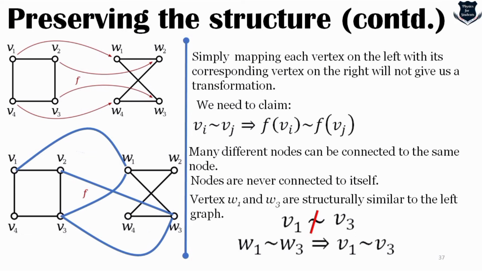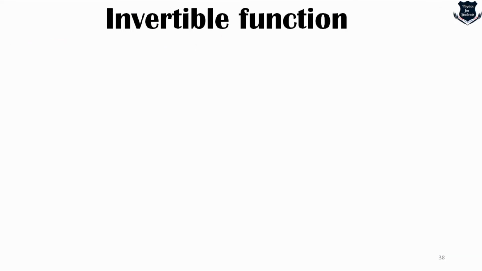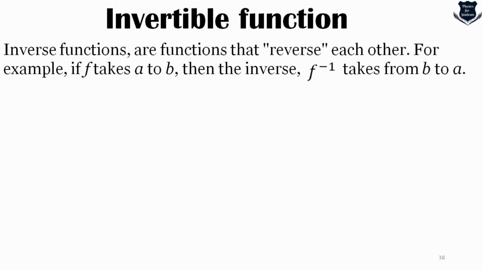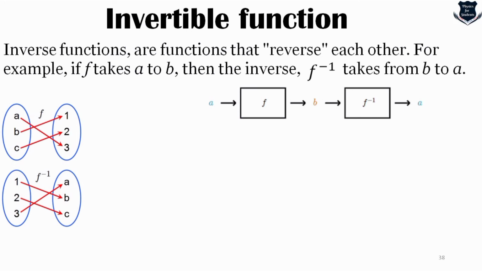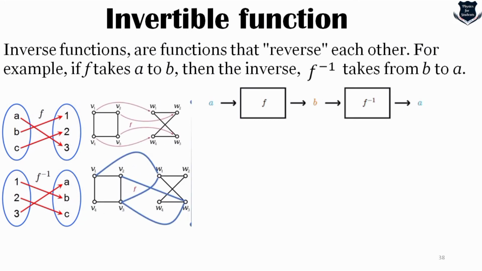So you saw how we map those nodes, and once these nodes are mapped, we show the structure preserving part. Okay, so I think we all know what an invertible function is. An invertible function is one whose functions reverse each other. So for example, if f takes from a to b, then the inverse of f also takes from b to a. You can also use this one: a mapping to 3, b mapping to 1, c mapping to 2, and its inverse is also the same. Okay, I will explain why I have shown this.